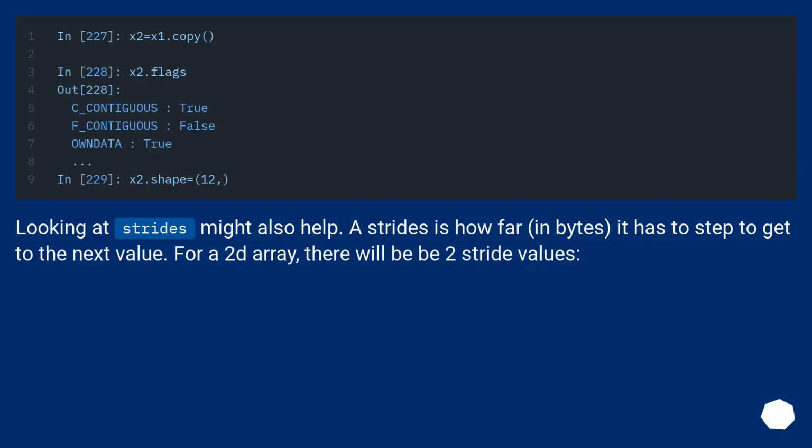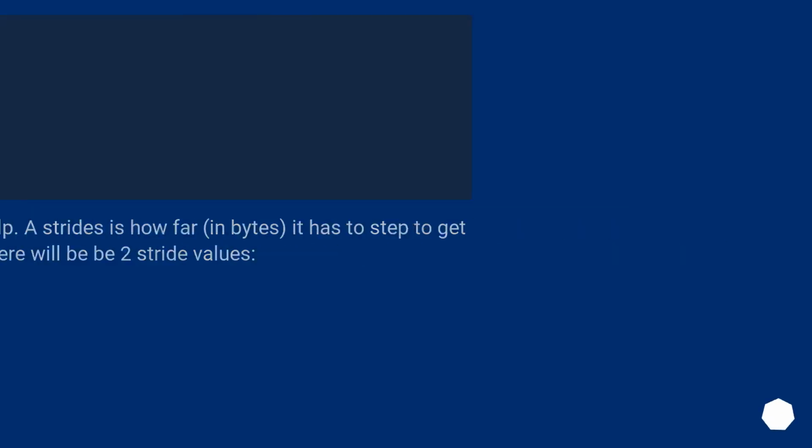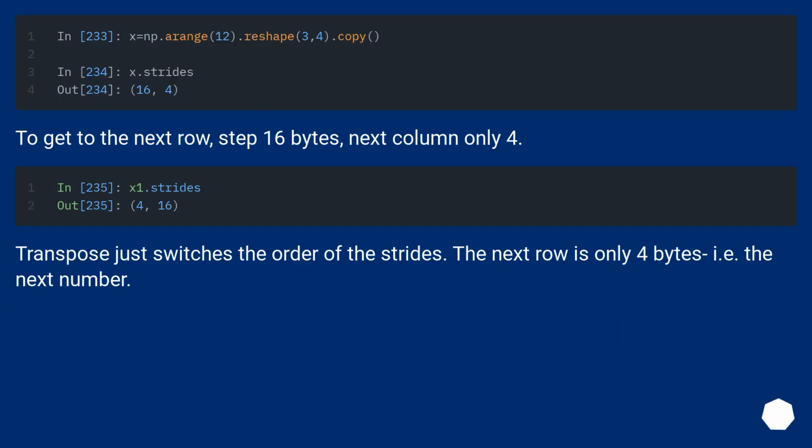Looking at strides might also help. A stride is how far, in bytes, it has to step to get to the next value. For a 2D array, there will be 2 stride values. To get to the next row, step 16 bytes, next column only 4. Transpose just switches the order of the strides. The next row is only 4 bytes, i.e. the next number.